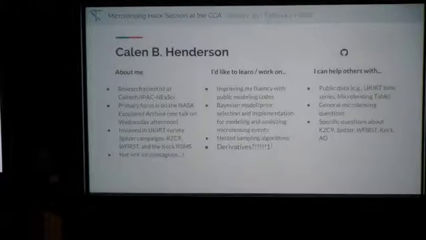I'd like to work on a couple of things. I'm really excited about derivatives now. I didn't know about them. Now I'm super excited. That sounds great. And I can help others with thinking about public data, using any of the holdings at the Exoplanet Archive, general microlensing questions. I didn't write it, but moral support as well.